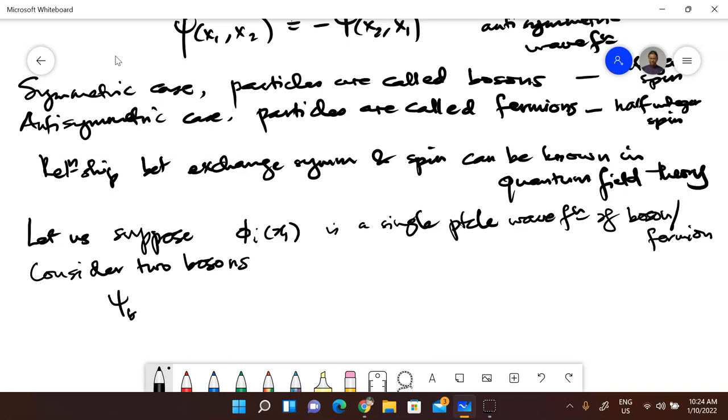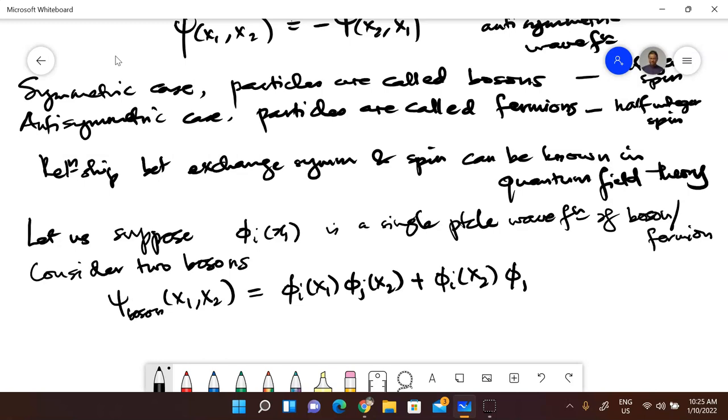So psi boson, then you have two locations here, x1, x2. Then I can write it in this following way, phi I x1, phi j x2. But remember, I can swap these labels and it should give me the same wave function. So that means I would also need phi I x2 phi j x1. So that gives you the two boson wave function that obeys the exchange symmetry.